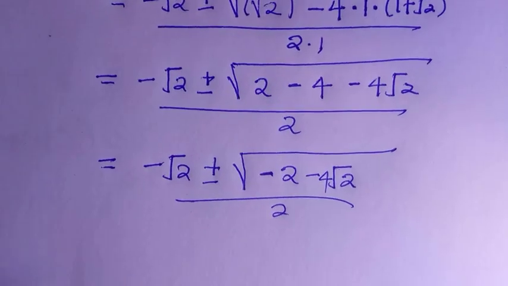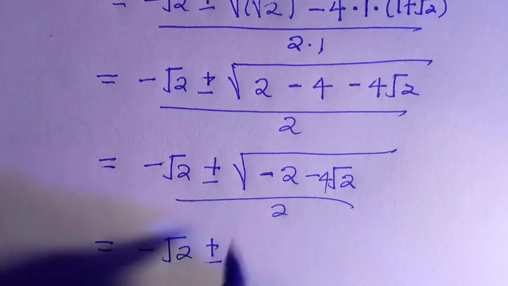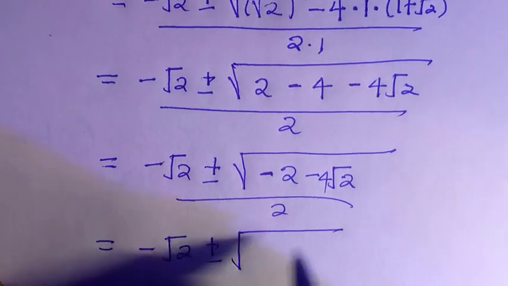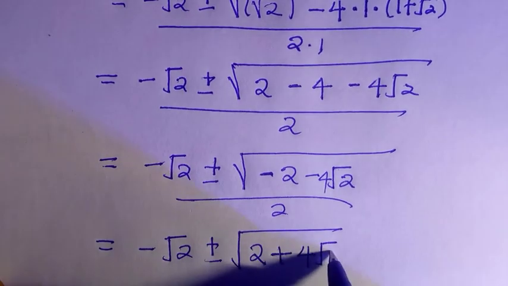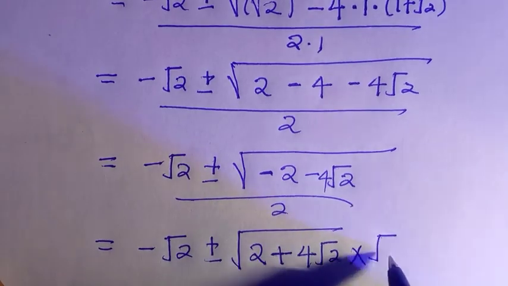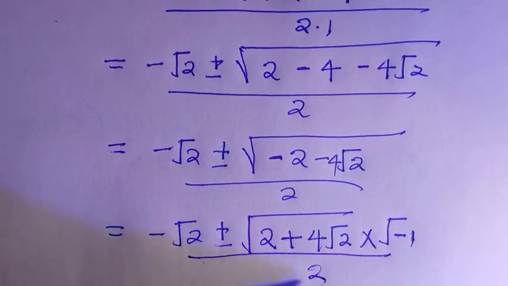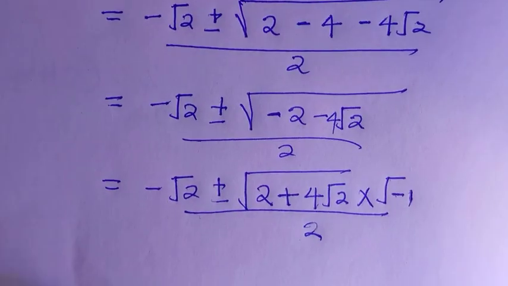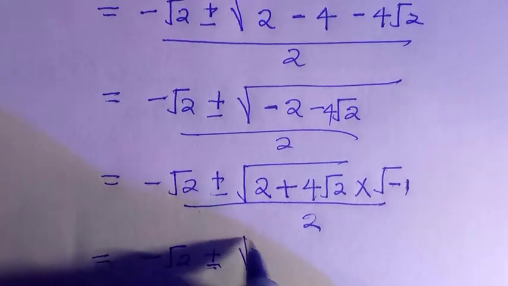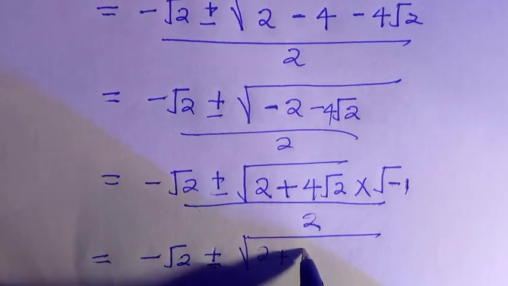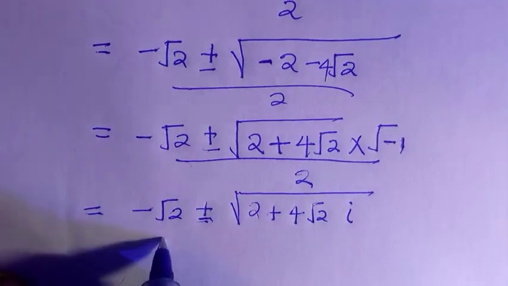At this stage I want to let the negative out, so we'll be working under a root, and everything here later becomes the root of 2 plus 4 root 2 multiplied by root of minus 1, and everything divided by 2. Then the root of negative 1 is i. Then we will conclude that we have negative root 2 plus or minus the root of 2 plus 4 root 2 i, and all divided by 2.